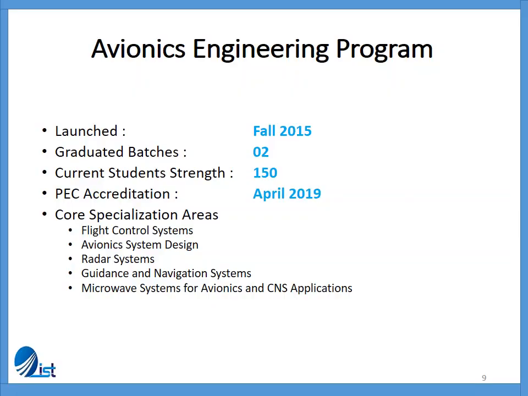Now, I talked at some length about what avionics is. Now we're going to talk about our particular program. This program was launched in the fall of 2015. It was a part of the Department of Astronautics and Aeronautics. But this year, alhamdulillah, it has become a full-fledged department. 2 batches have already graduated. The current student strength is about 150. The core specialization areas are flight control systems, avionics system design, radar systems, guidance and navigation systems, and microwave systems for avionics and CNS applications.